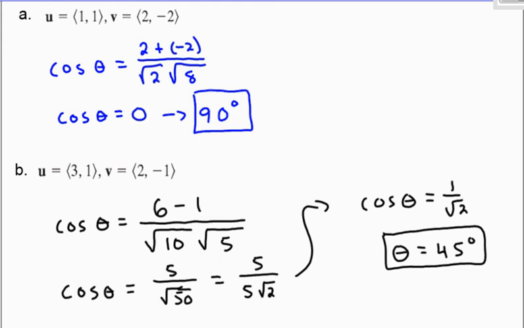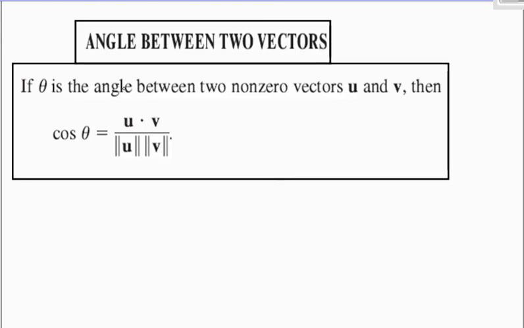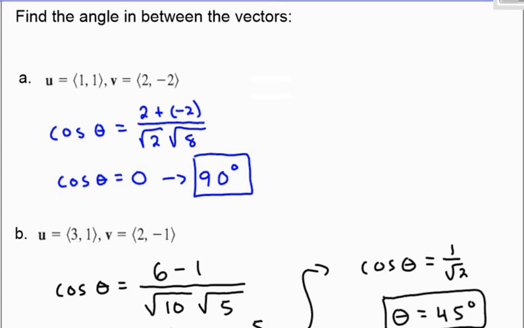So you want to remember, the angle between two non-zero vectors: the cosine of that angle is going to be the dot product of the vectors over the product of their magnitudes. And maybe right here too, just to picture this first one. Watch this right here. This first vector, I go one to the right and one up. The other vector, I go two to the right and two down. Right? That looks like a right angle. We just verified it was a right angle.